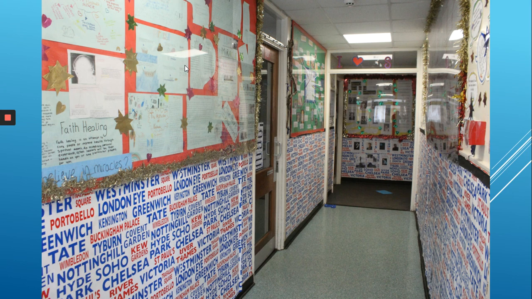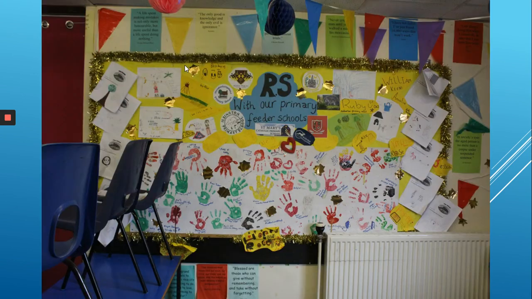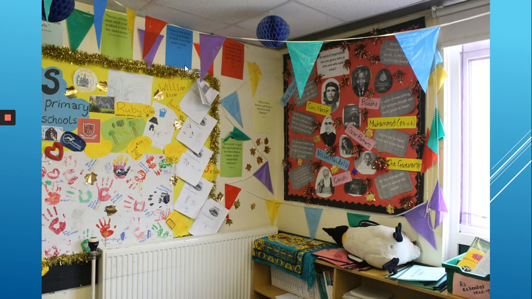This is the RS corridor, always brightly coloured. All sorts of different things they have up in there. I love going to see what they've done to the decorating most recently. You may have contributed to some work on here. This is an RS wall about primary feeder schools. And then we've got what looks like quite an injured penguin in the RS room. I don't know what they've done to that one.